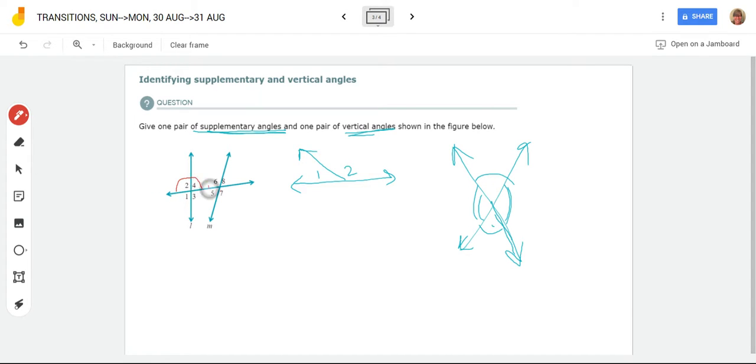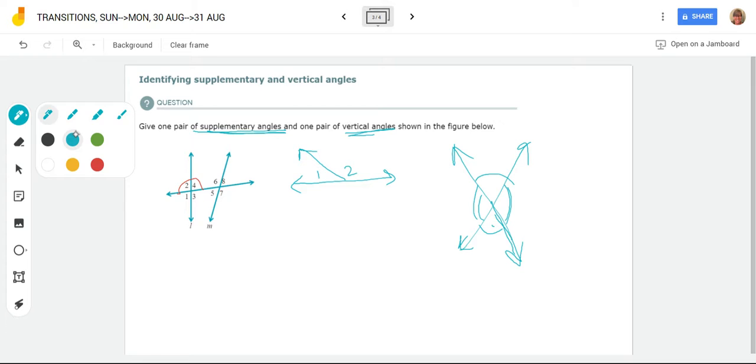2 and 4, 6 and 8, 1 and 3, 5 and 7. Or we could go with 2 and 1, 4 and 3, 6 and 5, 8 and 7. Get the idea? There's many. Okay, I'm going to take that off. Actually, I'll leave one. There's one set of supplementary for you.